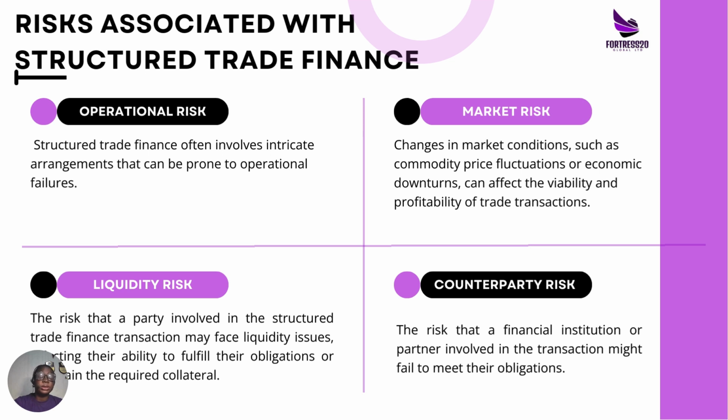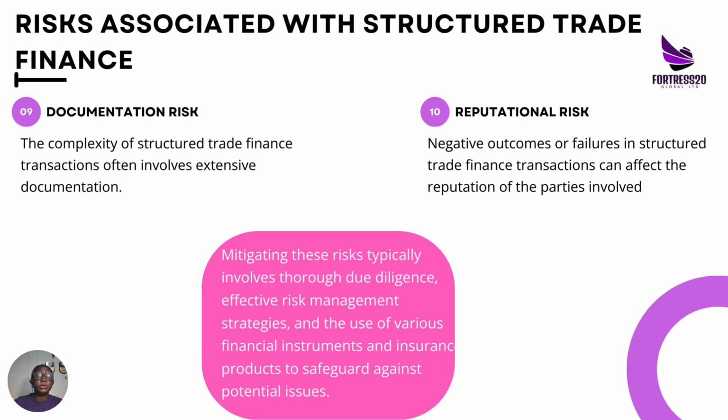Number seven is the liquidity risk. One party might have trouble meeting their financial obligations on time due to cash flow problems. Number eight is the counterparty risk. The financial institution or partner involved might not fulfill their obligations on time.